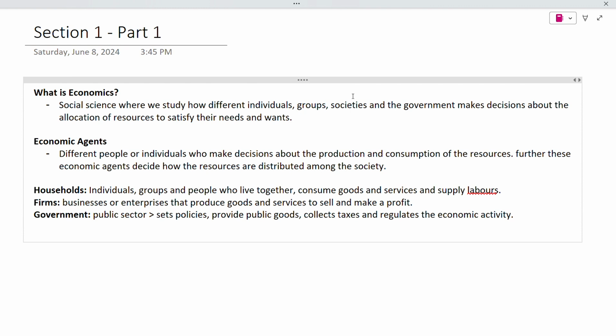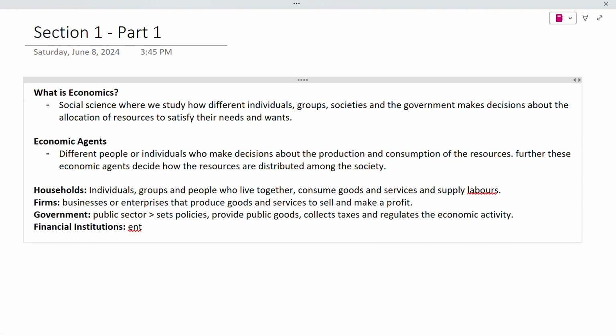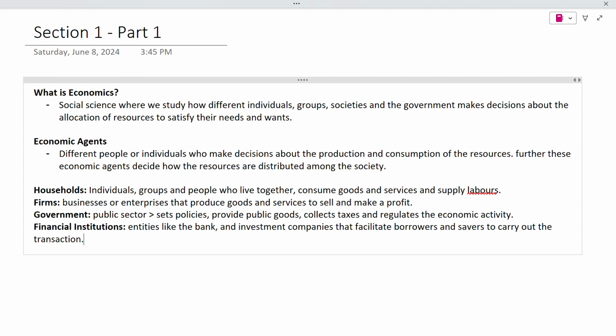And lastly, the final economic agent that we'll talk about is financial institutions. Now, what are financial institutions? Financial institutions are basically entities like banks and investment companies that facilitate the transfer of funds, lending and borrowing. They facilitate borrowers and savers to carry out transactions. So for example, we all know that in a bank we can borrow money, and we can open our savings account in banks, right? So financial institutions are all those entities who facilitate borrowers and lenders to meet and transact with each other. So that is the role of financial institutions.